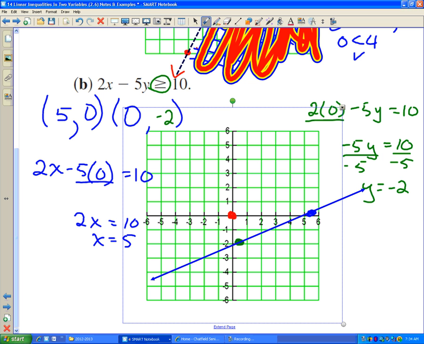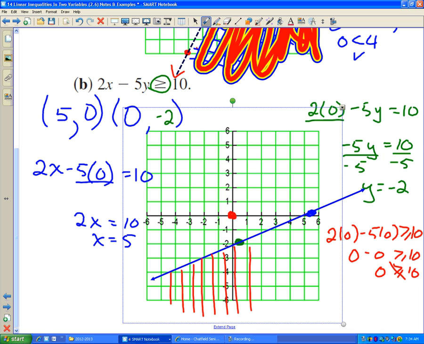So this is going to tell me if above the line is what I want or below the line is what I want. So 2 times 0 minus 5 times 0. Is this greater than or equal to 10? Well, 2 times 0 is 0. 5 times 0 is 0. 0 minus 0 is 0. 0 is not greater than or equal to 10. So I don't want what's above this line. I actually want what's below this line. This is the information that I need for this graph.